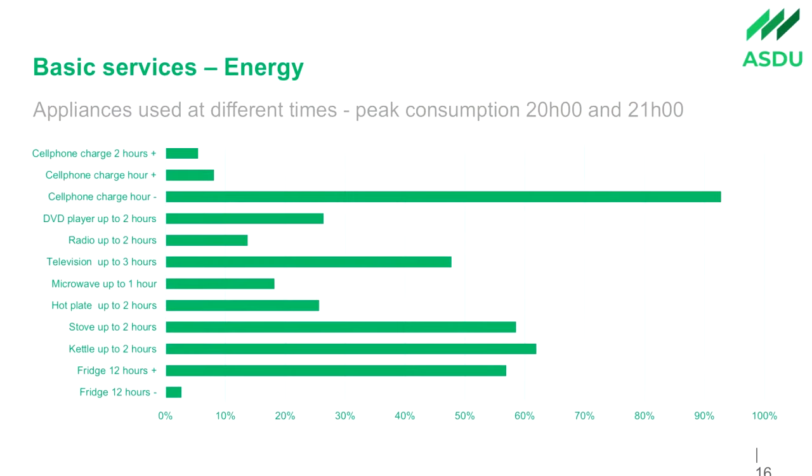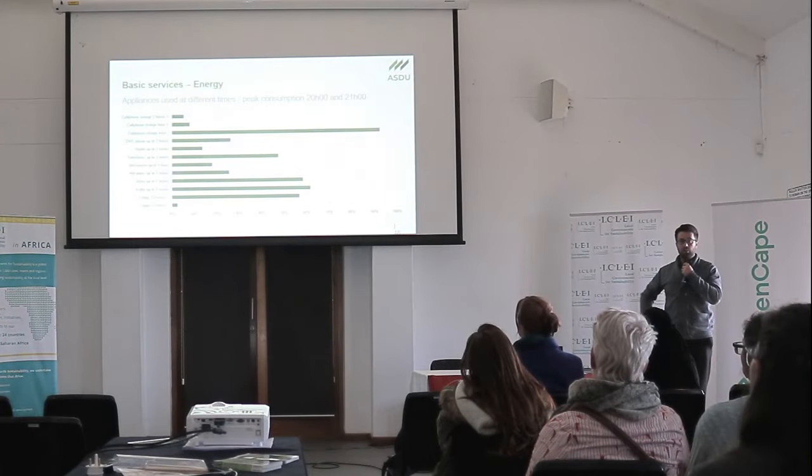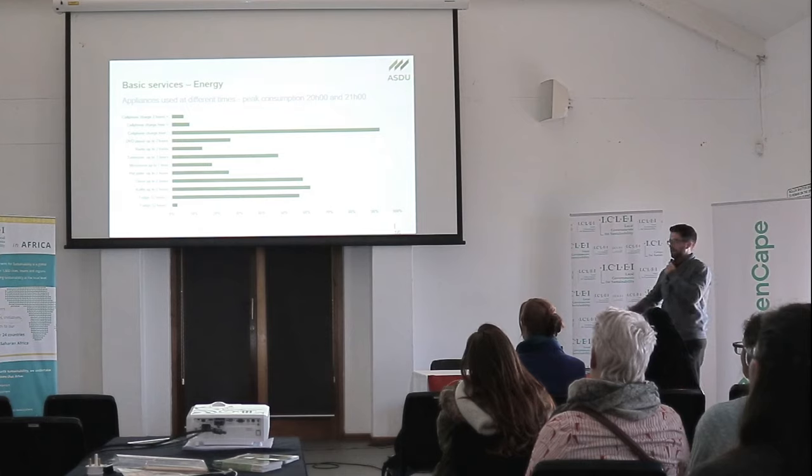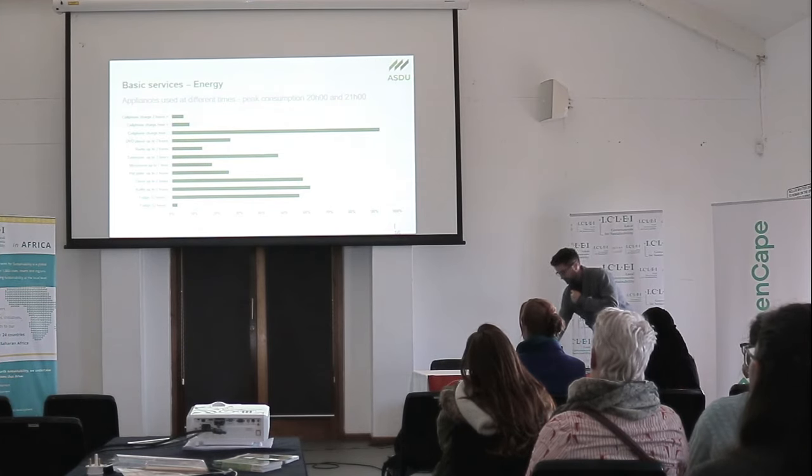For example, at the bottom there, we see fridges. In the majority of these areas, people have fridges in their homes, but they're switching them off. They're only using them for 12 hours a day because they can't afford to keep them on longer. What does that mean for the type of intervention that we can provide and the level of service?